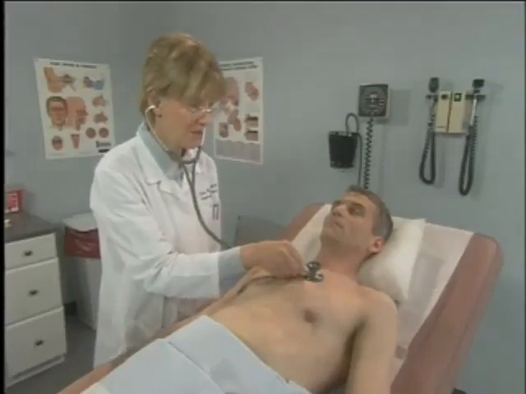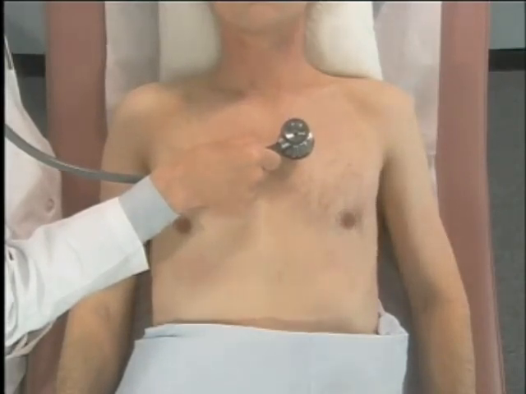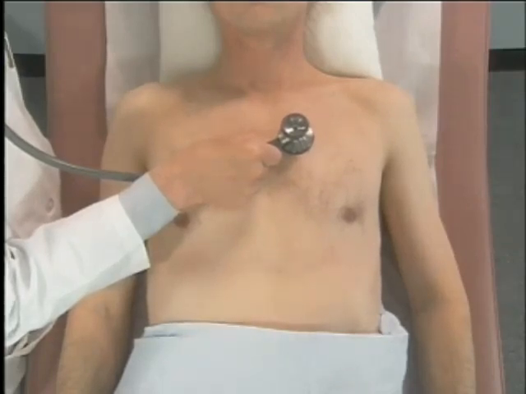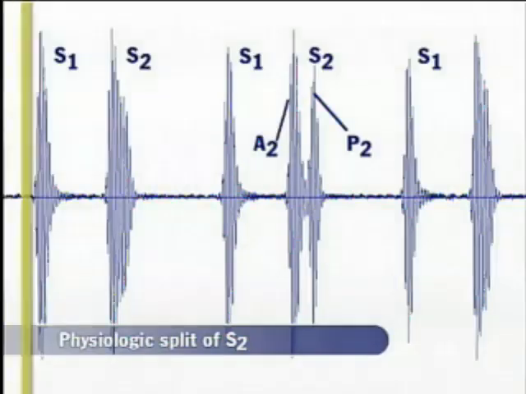Now breathe deeply. This physiologic split of S2A and S2P normally occurs during inspiration. During expiration, however, these two components are fused into a single sound, S2. Let's listen again.